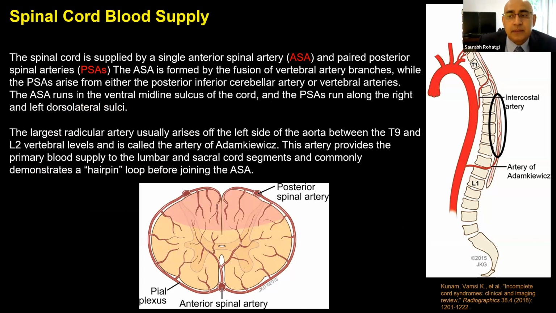The main artery to remember in the cord is the largest radicular artery, which arises from the left side of the aorta between T9 and L2 vertebral levels and is known as the artery of Adamkiewicz. This artery provides a common blood supply to the lumbar and sacral segments, and it commonly demonstrates a hairpin bend before joining the anterior spinal artery. So this is the anterior spinal artery, and the posterior spinal artery supplies the central cord.